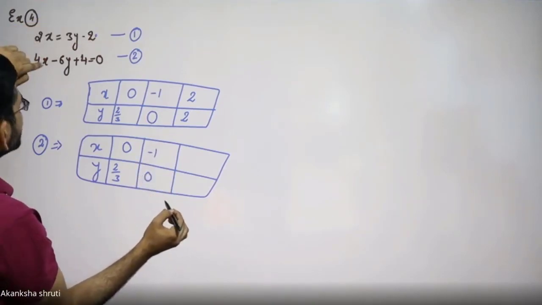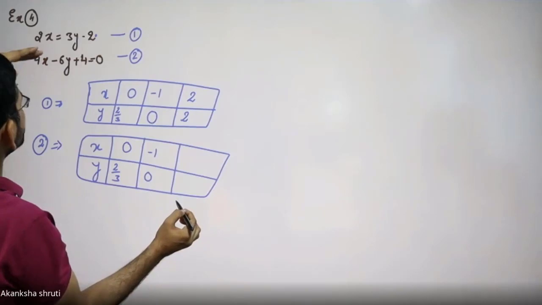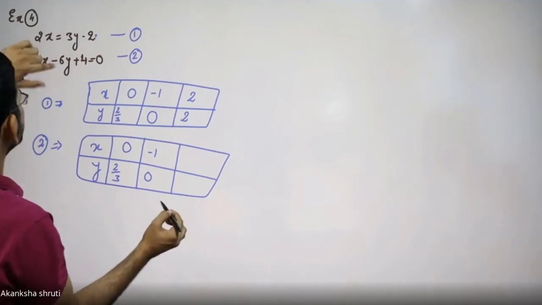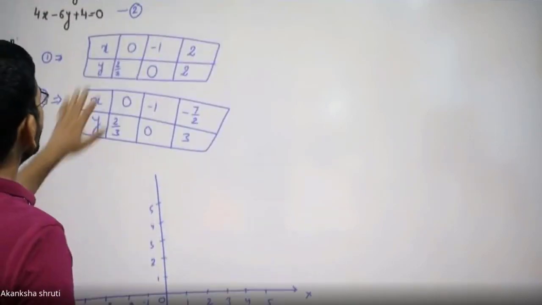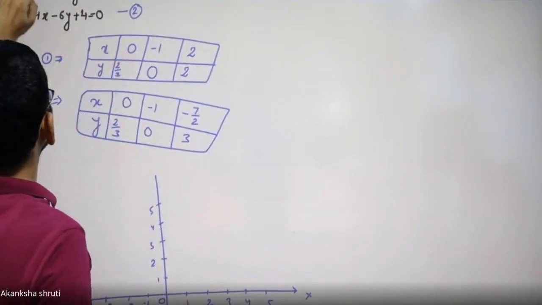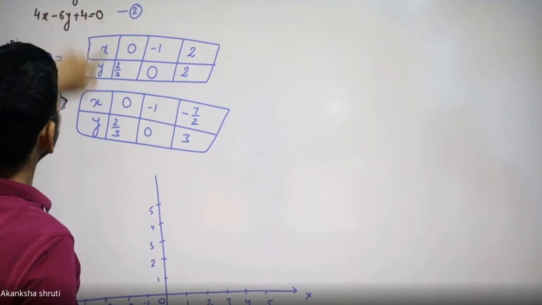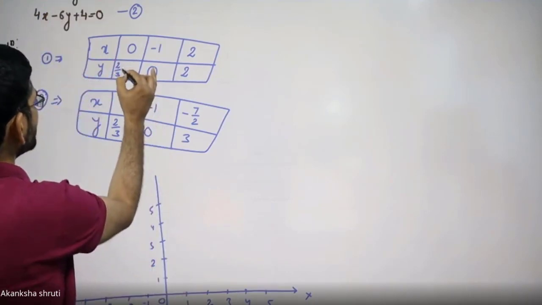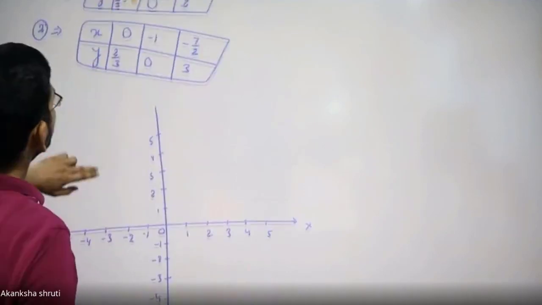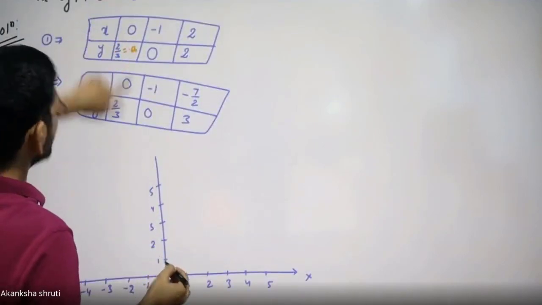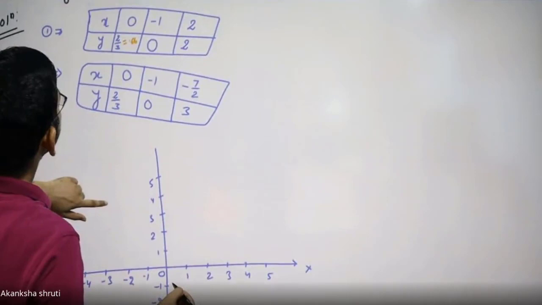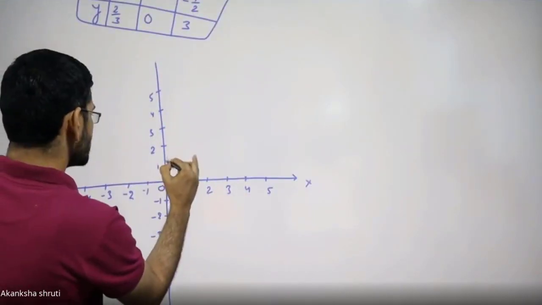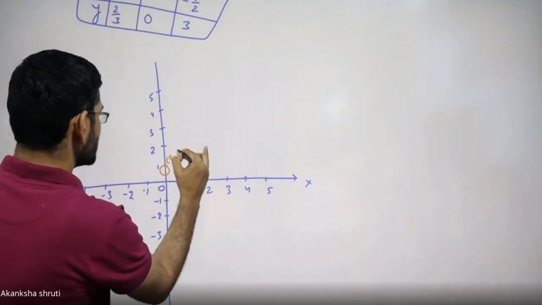Taking x is equals to say 3, or let us take y is equals to 3. Students, from the first we are going to put. So from the first, x is 0, y is 2 by 3. 2 by 3 is how much? 0.66. So x is 0, y is 0.66. X value 0 means it lies on the y axis. So this is our point, x is 0, y is 0.66.